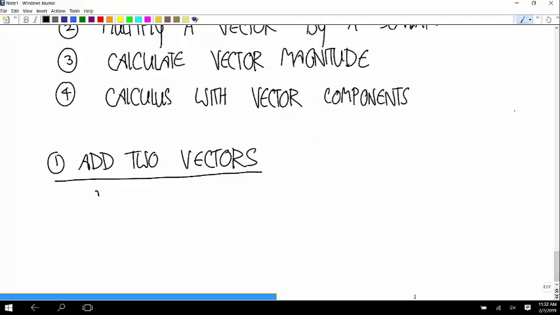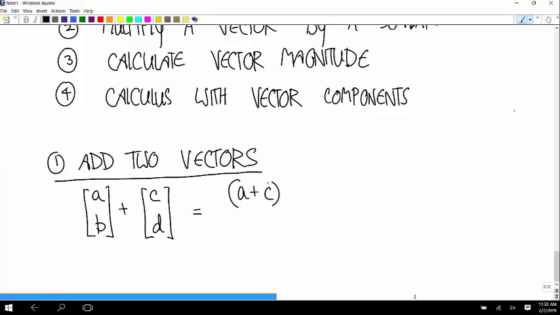So if you have a vector with components A, B, and you're adding it to a vector with components C, D, the resultant vector just has A plus C, add the two X components, and that's the new resultant X component. And the Y component of the resultant is B plus D. So keep components in their own lane, and it'll give you the X and Y components of the resultant vector.